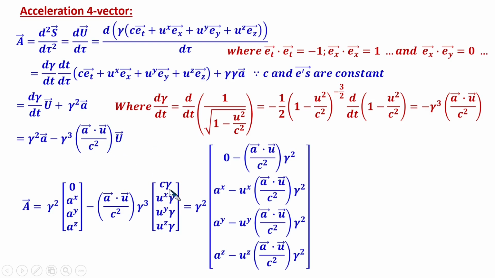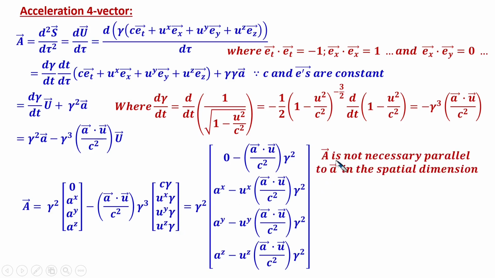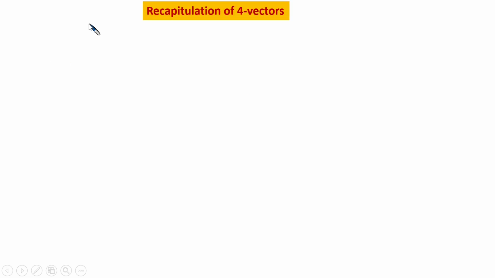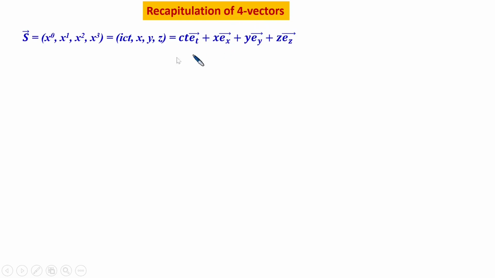This is the velocity, and the spatial part will be c times t. There's no gamma. Gamma comes because you are taking the derivative of t with respect to tau. So the position 4-vector will be cτ, then x, y, z. So from this we see that the 4-acceleration is not necessarily parallel to the 3-acceleration a, because you have a dot product in the spatial dimension. So now, since maybe you are a bit confused, let us recapitulate these 4-vectors again.